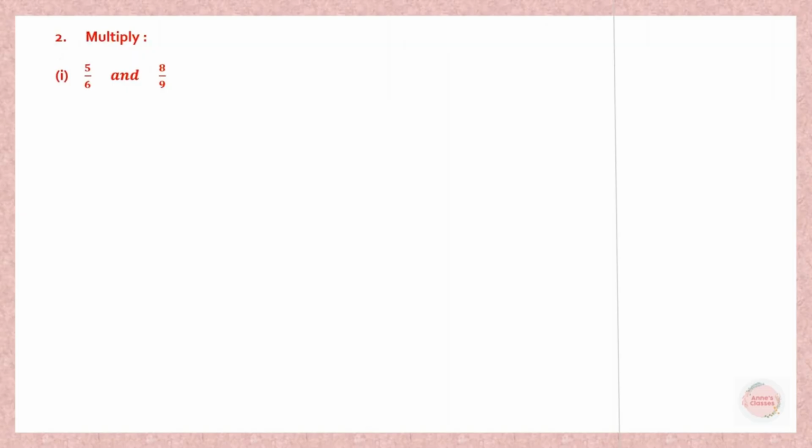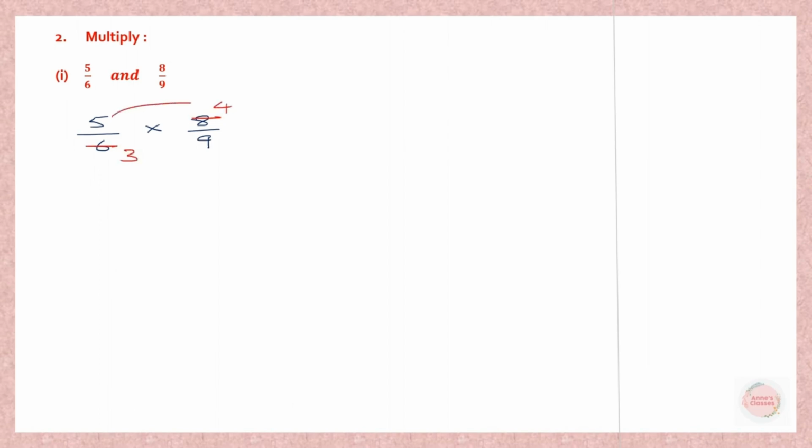Question 2, similar question here, just worded differently. Multiply 5 by 6 and 8 by 9. So let's write that down: 5 by 6 into 8 by 9. Here also we continue with our cancelling. We can cancel 6 and 8 both by 2. 2 threes are 6 and 2 fours are 8. Now that's it. We can't cancel anything else.